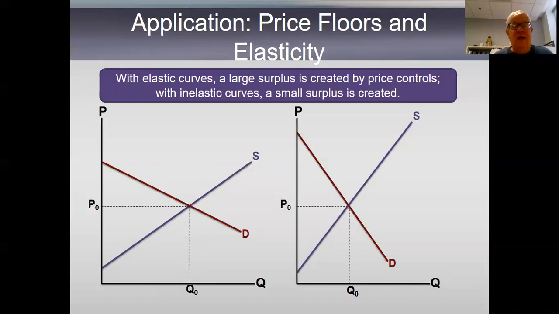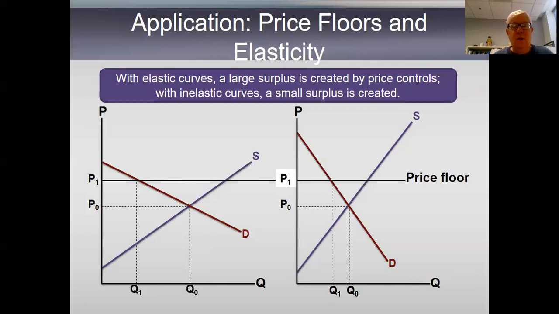So let's have a price floor put into place and see what happens. So here we've got a price floor. It's above the equilibrium price P0. And notice that when both demand and supply are elastic, the surplus, the difference between quantity supplied and quantity demanded, is quite a bit larger than the surplus that's generated when both the supply and demand are inelastic.